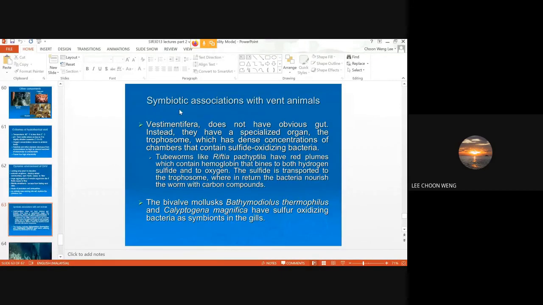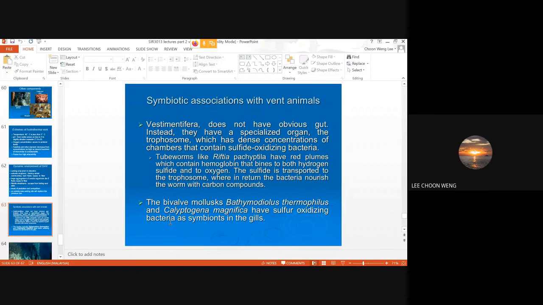So most of the vent organisms have symbiotic associations with bacteria. Okay, even the mollusks have sulfur oxidizing bacteria as their symbionts in the gills. So this study of deep sea hydrothermal vents is part of a microbiology field. They call it deep sea microbiology.